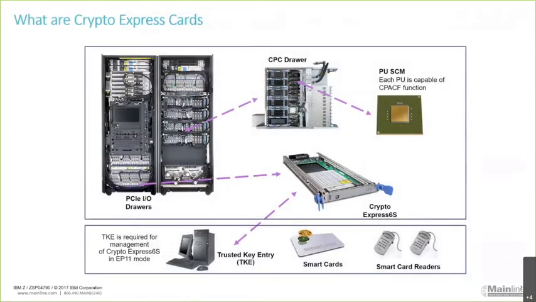If you want to look at this in a picture, if you look at the left here, we have a processor, and the CPACF features, again, are coprocessors that sit beside your IFLs or general purpose engines. So they're housed in the CPC drawers. The Crypto Express cards are I/O cards, so they get plugged into your PCIe drawers.